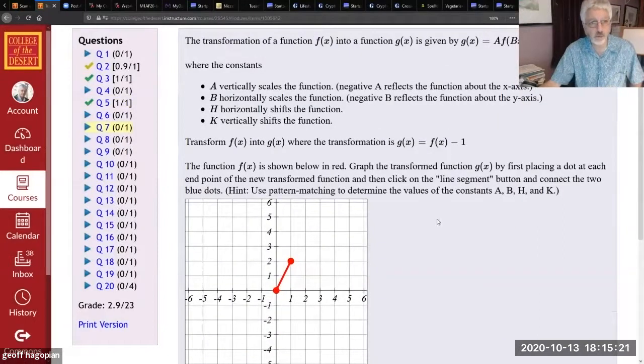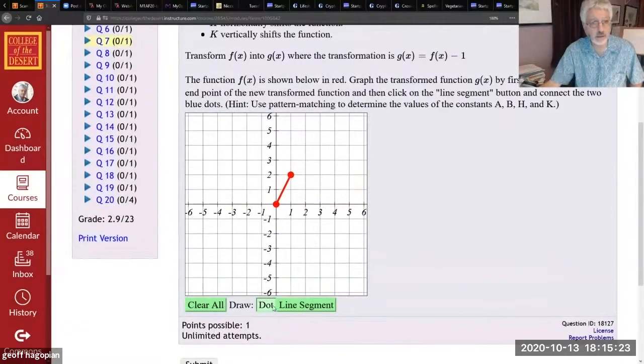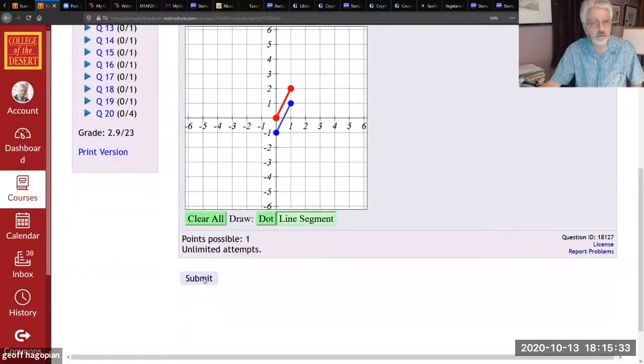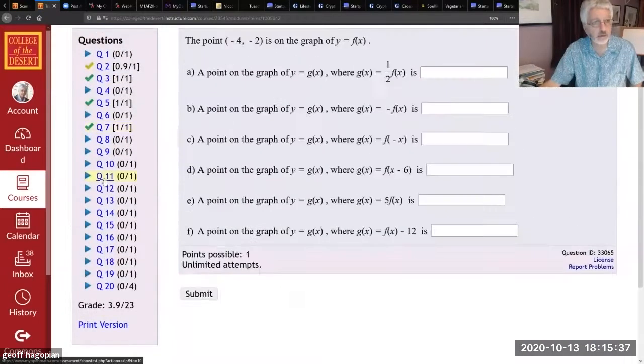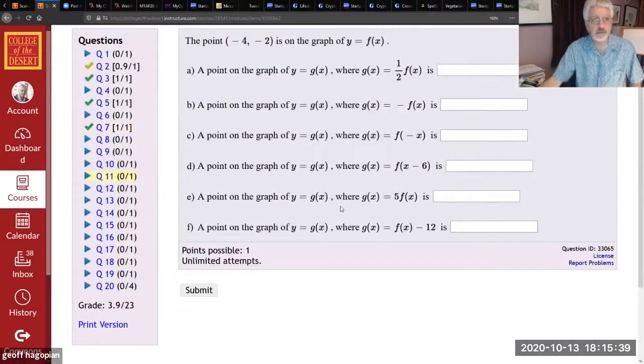7, shift down 1, right? So same thing, the dots will be here, and the line segment connecting them looks like this. Let's see if it is okay with that? Yeah, that's good. 11 is the next prime numbered problem.